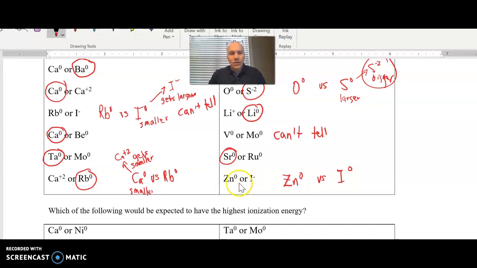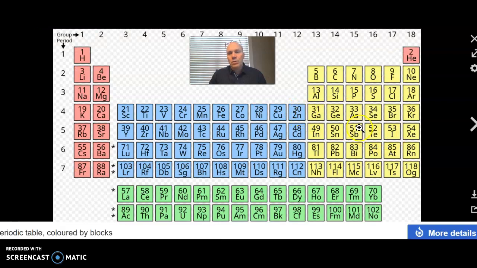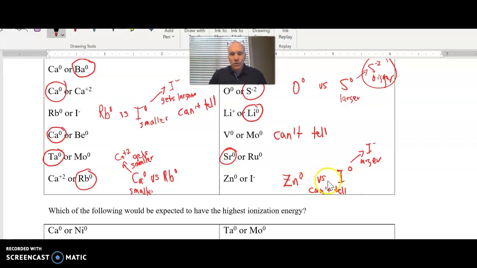In this next case, again, you're kind of comparing apples to oranges. So let's first make a direct comparison between the neutral elements. If we compare a neutral zinc to a neutral iodine, notice that between these two elements, we would not be able to tell, because going this way to the left, things are getting larger, but going up, things are getting smaller. So I can't tell which of these neutral elements would be larger. I would know that the negatively charged iodine would be larger than its neutral version.